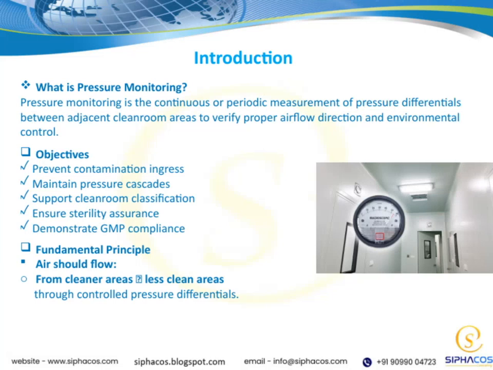Let's start by understanding what pressure monitoring really means. It's all about measuring pressure differences between cleanroom zones, either continuously or at intervals, to make sure air flows the right way. Why does this matter? Because it helps prevent contamination from sneaking in, keeps pressure cascades stable, and supports the cleanroom's classification. It's also key for maintaining sterility and proving compliance with good manufacturing practices. The basic rule here: air always moves from cleaner to less clean areas, guided by carefully controlled pressure differences.